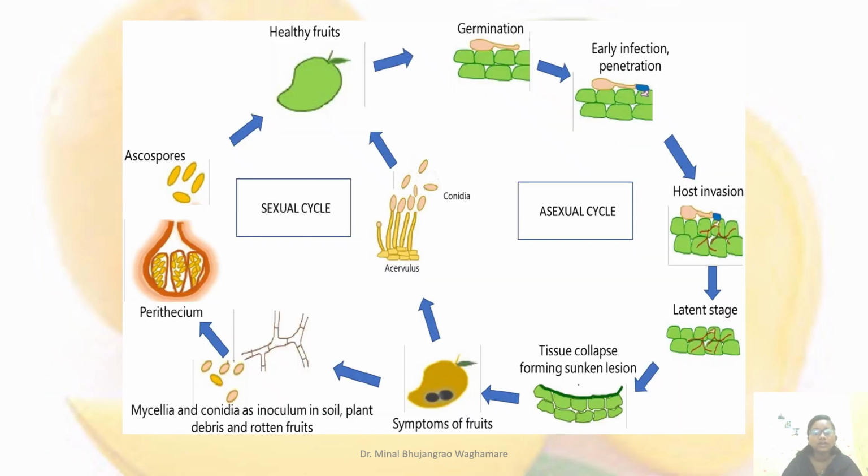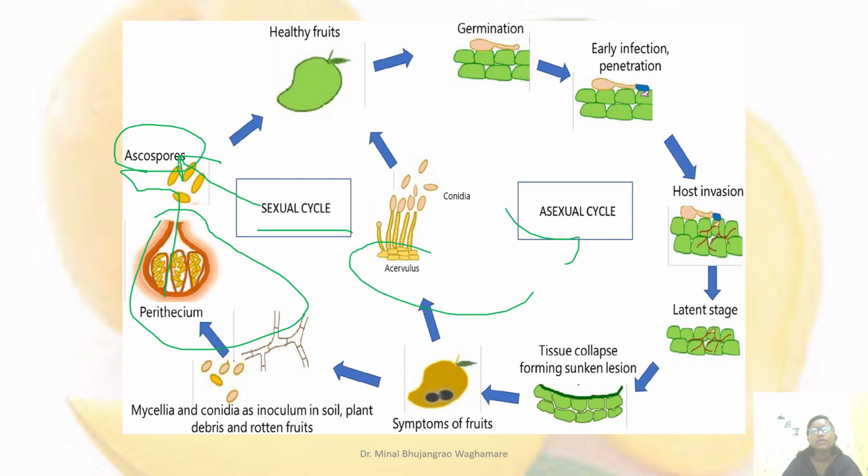Coming to the life cycle, first we will see the sexual life cycle. In anthracnose, when the mycelium gets terminated, we can see the perithecium, a fruiting structure, is formed, and this perithecium releases the sexual spores, that is ascospores, and so the sexual life cycle is continued by the ascospores. And coming to the asexual life cycle, we can see that the acervulus is a fruiting structure which releases the conidia, and these conidia help to carry the secondary infection of the pathogen and lead to the disease.